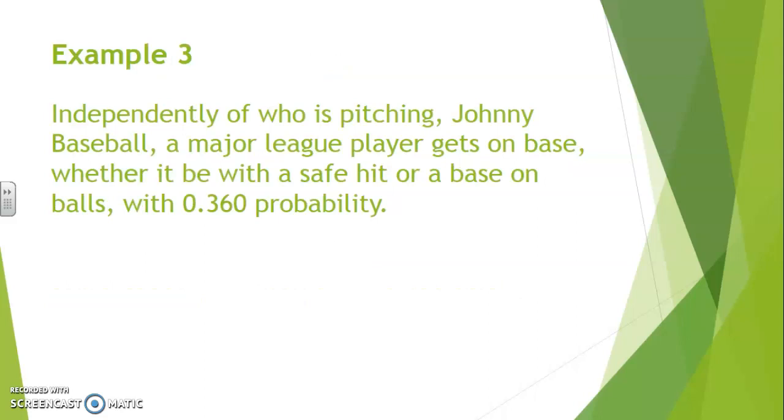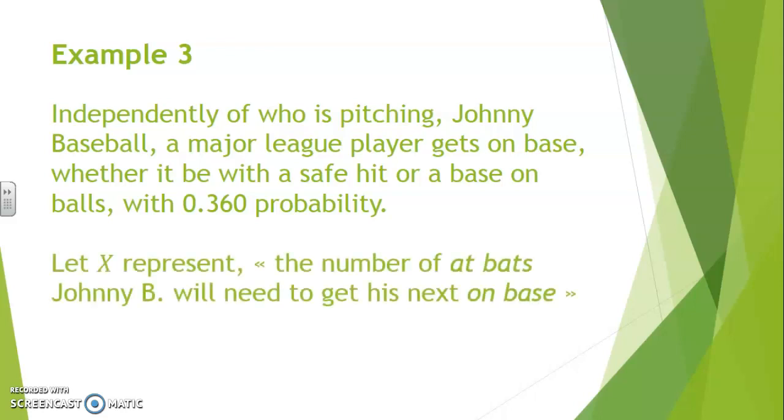Independently of who is pitching, Johnny Baseball, a Major League Baseball player, gets on base, whether it be with a safe hit or a base on balls, with 36% probability. For all those who are not familiar with baseball, just think of every at-bat as being a trial, and every base hit or base on balls as being a success.